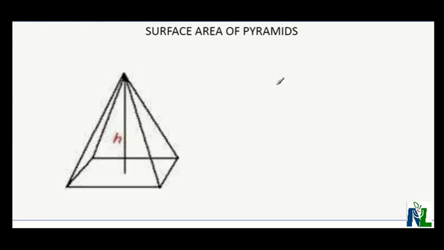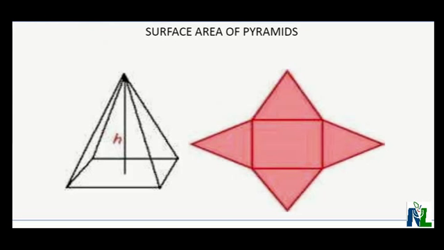Okay, so in this video, we're going to be dealing with the surface area of pyramids. So remember, surface area, you want to cover the entire surface. So if you unfolded this, you would get your base, which could be a rectangle or a square, and then you'd have your 4 triangles.